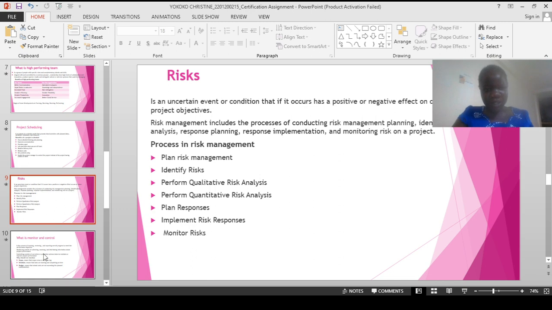So when we look at the process in risk management, there are these steps: you need to plan risk management, identify the risk which you want to solve. Then you can perform a qualitative risk analysis, perform a quantitative risk analysis, then plan the response. After coming up with these risks, you plan what you can do in order to overcome this risk, then a response to that. Then implementing risk responses. This is where you make sure you implement the responses you have got, such that you will be in position to do away with the risk. Then you have monitoring of the risks.